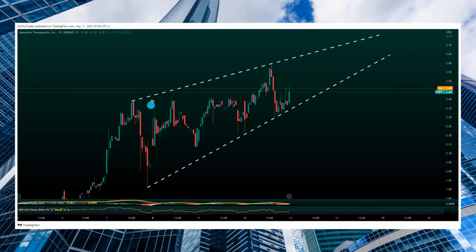And if we zoom in, we do have a current chart pattern that I'm going to go over that we need to be aware of and be cautious of.